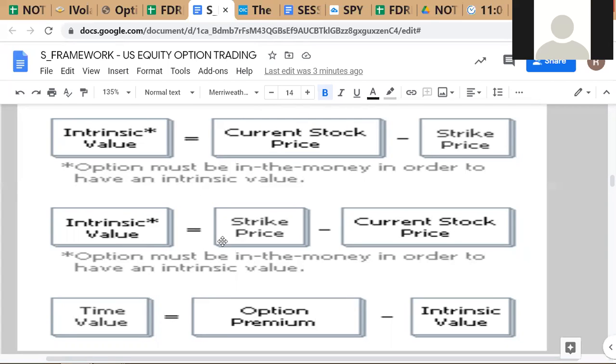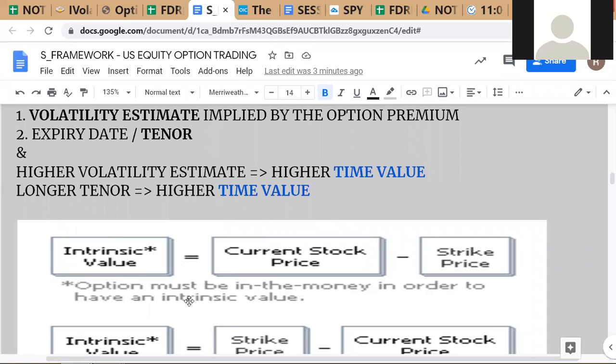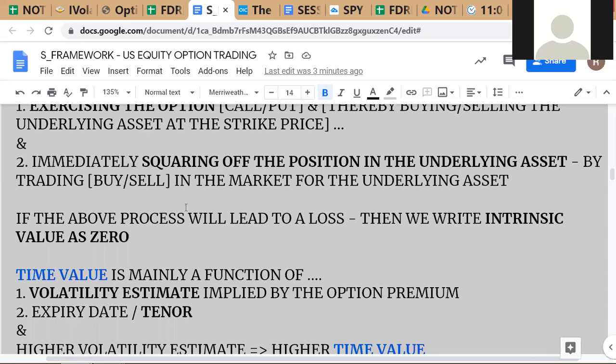And this is for puts: strike minus current stock price. But this is much more mechanical, okay? I would suggest don't worry about this so much. Understand the concepts that I've taught you here.